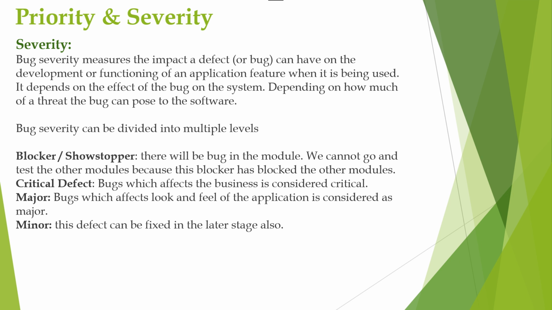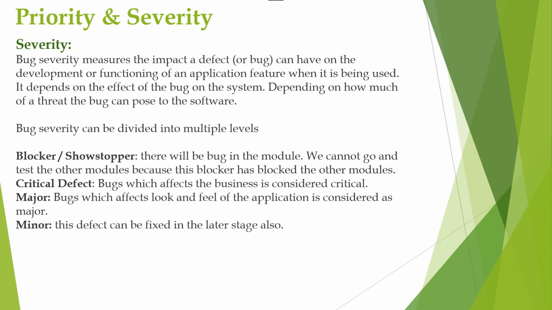Next is the defect with low priority and low severity. Any spelling mistakes that happen or issues in the footer of the page or the paragraph of the privacy policy or the shipping policy, this would not impact much on the business. It can be fixed at later stages also. This is called the low priority and low severity defect.